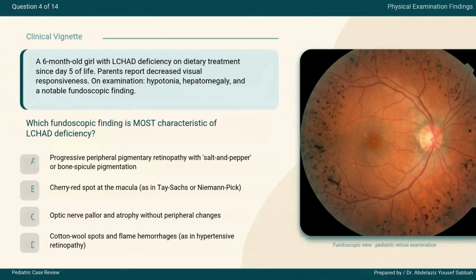Option A, progressive peripheral pigmentary retinopathy with a salt and pepper or bone spicule pigmentation.